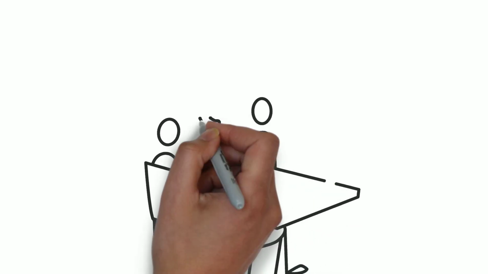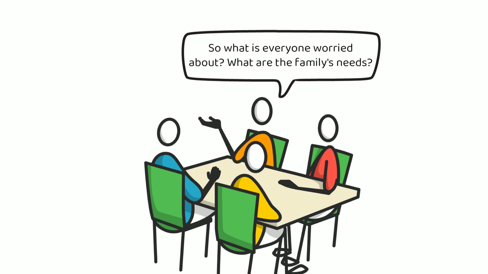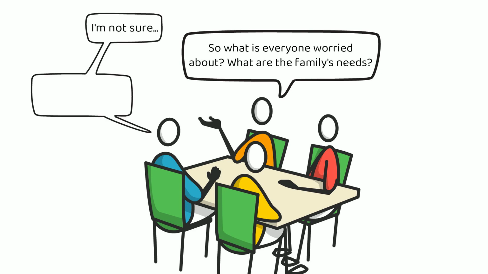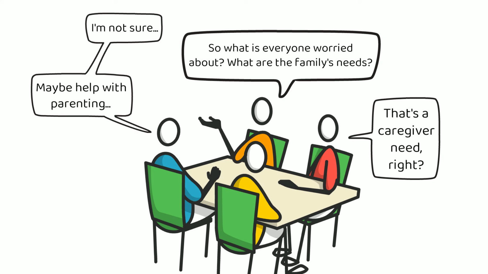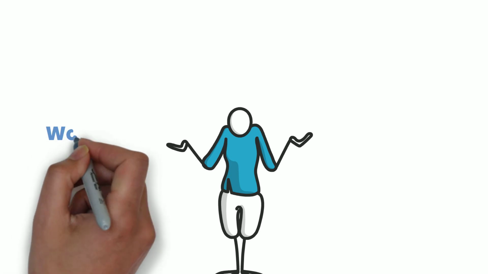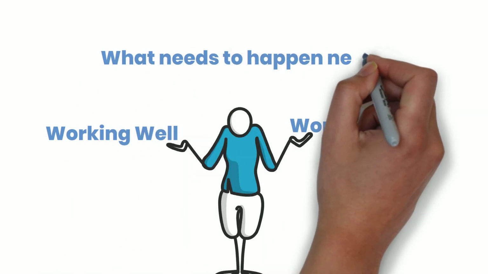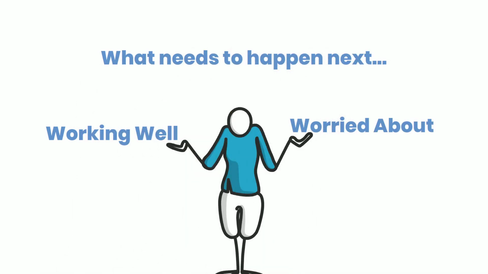Best practice suggests that we complete the CANS with families by inviting them and their network into a conversation about each of the domains. Instead of going through the domains item by item, the CANS is best done as a conversation. It's all about collectively understanding and agreeing to what's working well, to what we are worried about, and to what needs to happen next. And that is the distinct beauty of the CANS assessment tool.